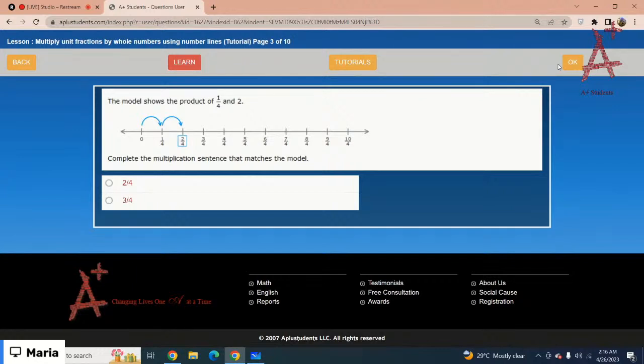So it would be 2 over 4. The correct option is 2 over 4.